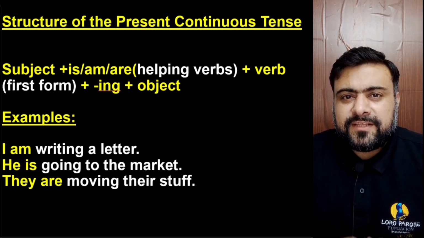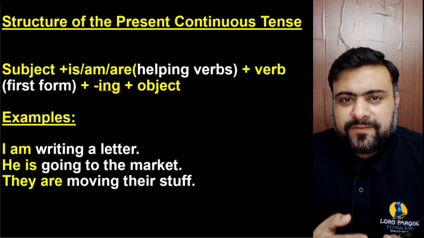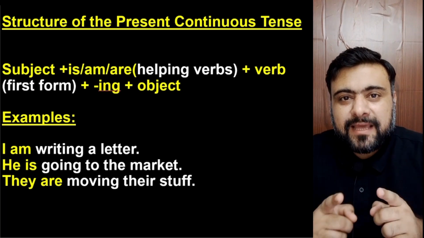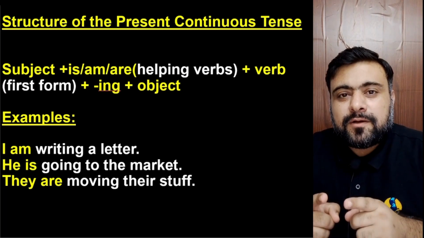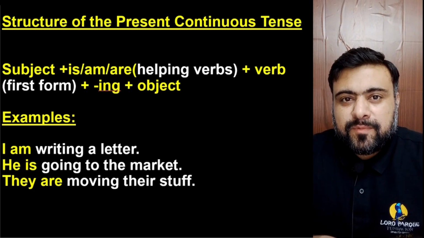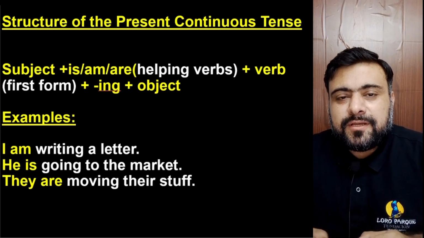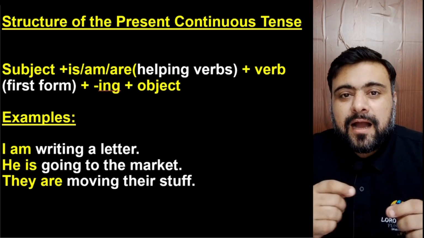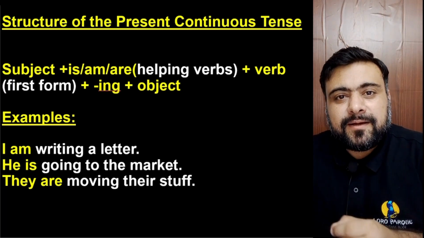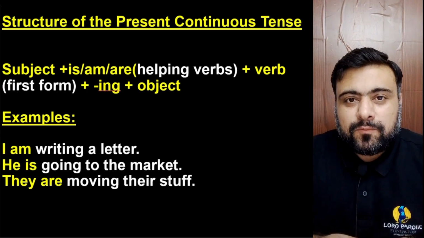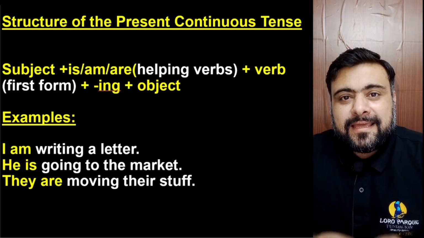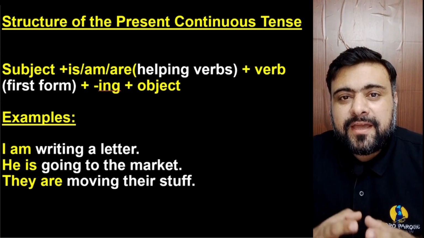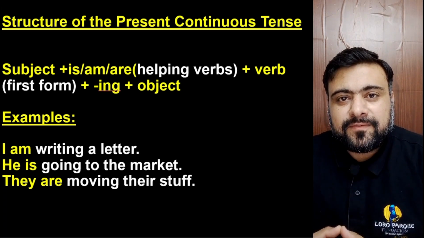They are moving their stuff. Look at the first example. I, the subject, plus am, the helping verb, plus writing, first form of the verb with ing, which is also called the participle, plus the object. I am writing a letter. The second one, he is going to the market. And the third one, they are moving their stuff.